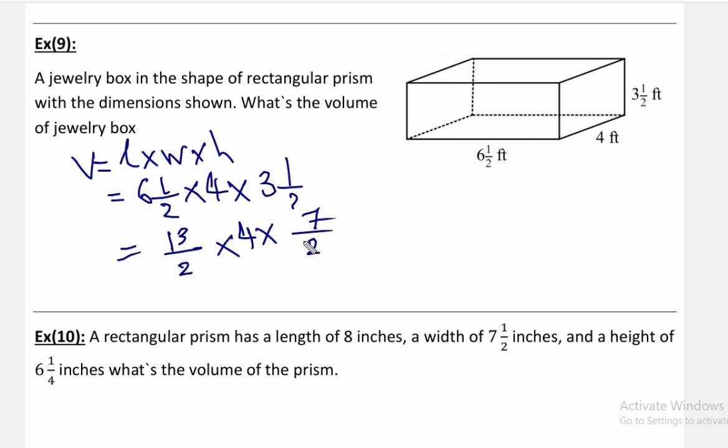The surprise is that we have 4 above and 4 under, for a numerator and a denominator. 4 divided by 4 equals 1. So 4 cancels, and 2 and 2 cancel. So we have 13 times 7, which is 91 feet cubed. Okay? Let's move on.